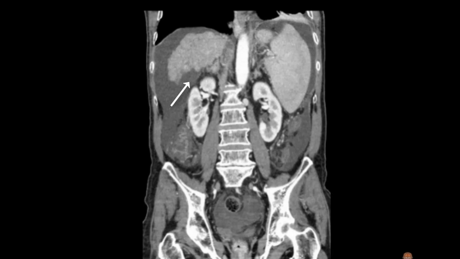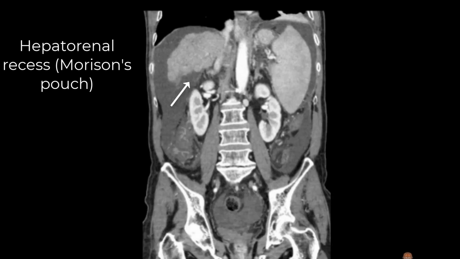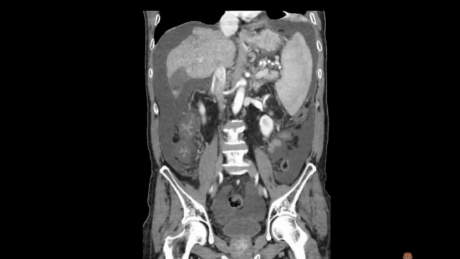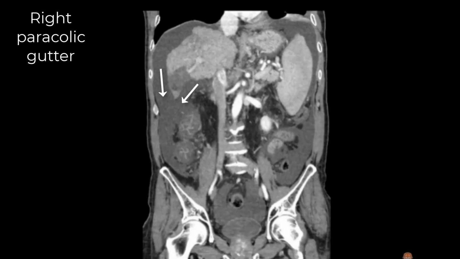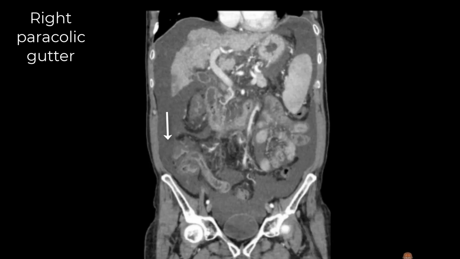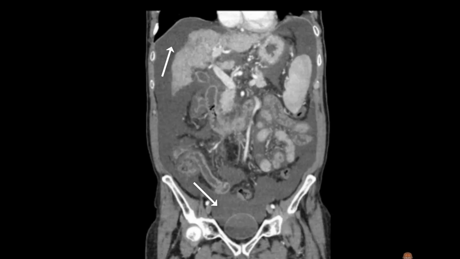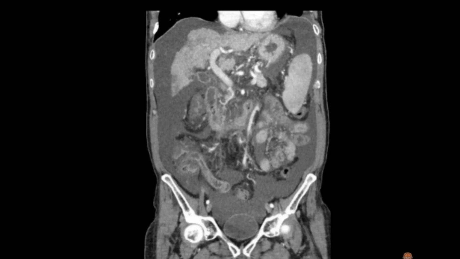Under the liver, between the liver and kidney, we have the so-called hepatorenal recess, which is also known as Morrison's pouch. You can see how Morrison's pouch and the right subhepatic space continue with the right paracolic gutter running all the way down and connecting the pelvic cavity with the subdiaphragmatic space. This is the route which infection and fluids may take, spreading up and down through the abdominal and pelvic cavities.